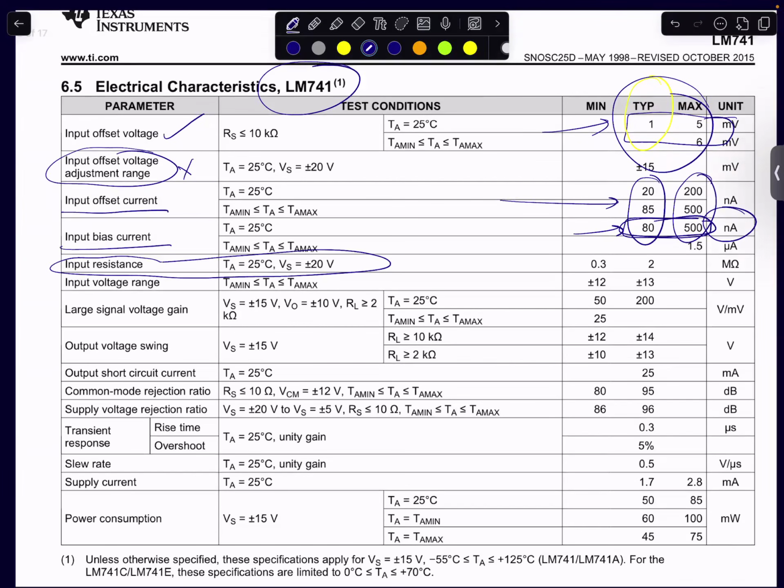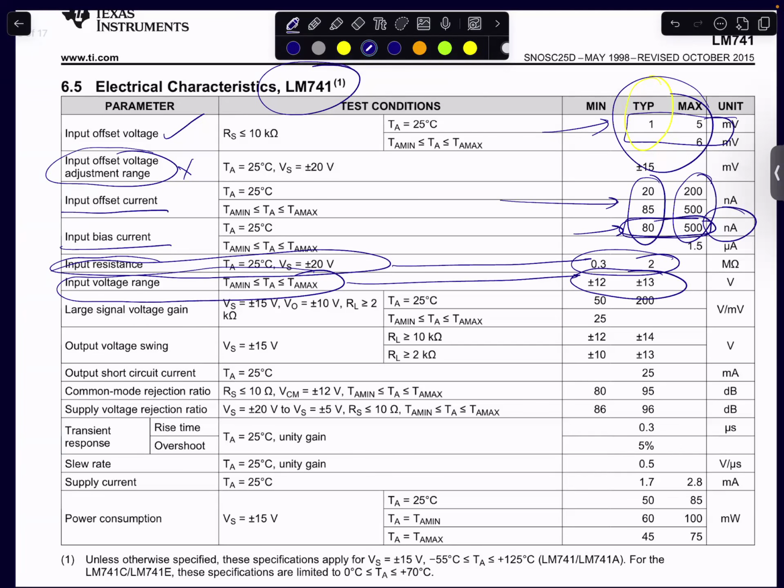Input resistance, we just discussed it, and I showed this number is close to 2 megaohms. Okay, this is for BJT. For MOSFET based op-amps, it will be in gigaohms. Input voltage range, this is like ICMR. If you see the typical number, it's plus minus 13 millivolts. Okay, this is the range of input voltages for which your op-amp will behave like an ideal op-amp.